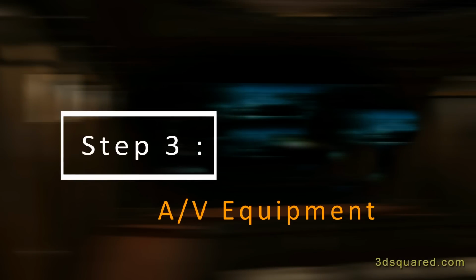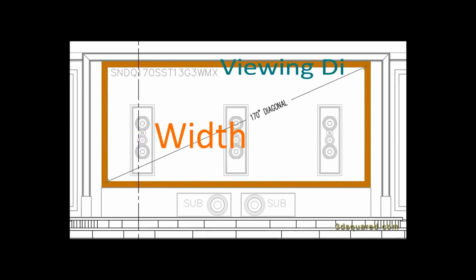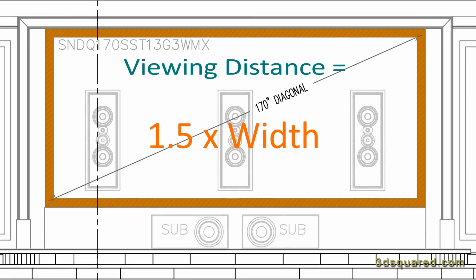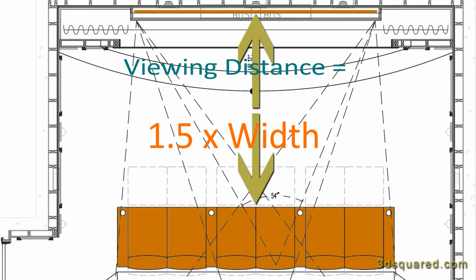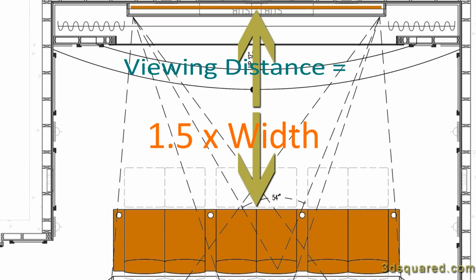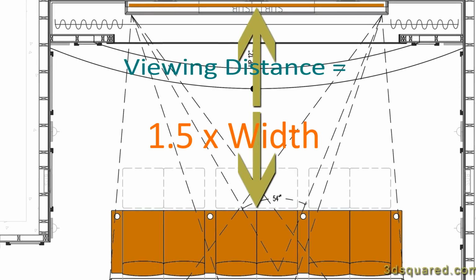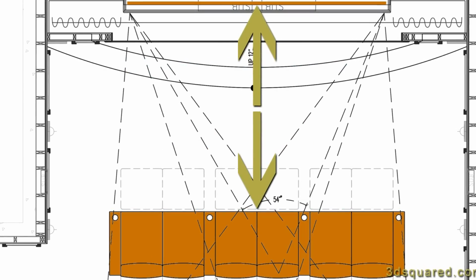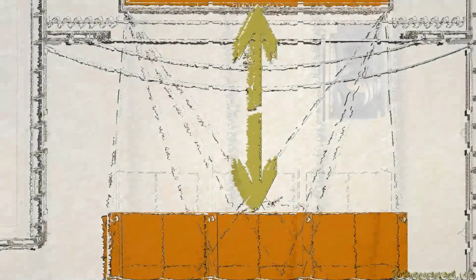Now that you have a general budget and room size, you should now consider the equipment for your theater. The screen size is very important to your overall theater experience. The optimal viewing distance is about 1.5 times the diagonal width of the screen, so a larger room will require a larger screen. If the room isn't too long, don't purchase the widest screen available because you will be seated too close to the screen.